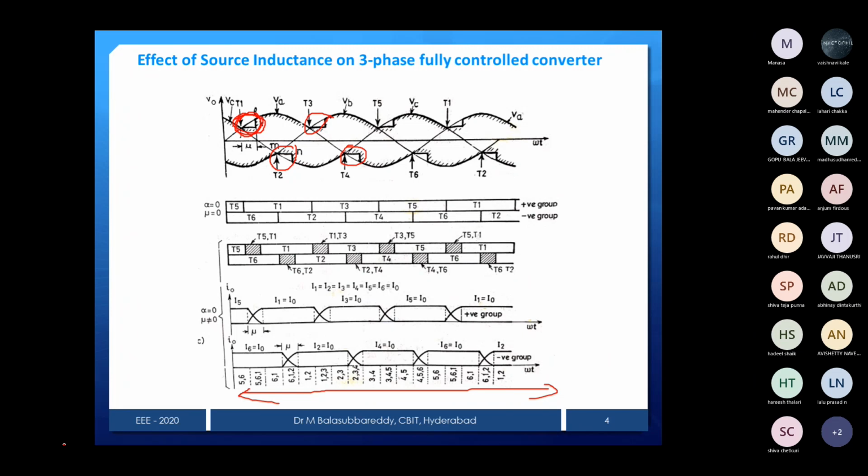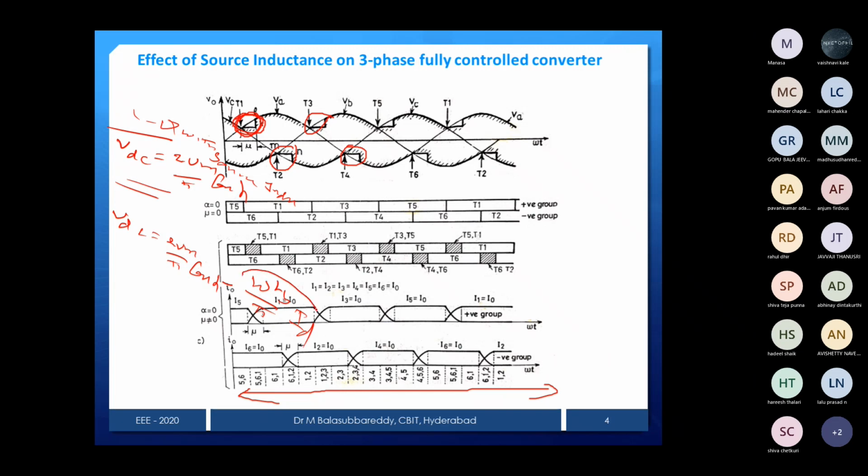That's why your output is going to be reduced. In a single phase, you can see that the average output voltage VDC, normal without overlap, is 2 Vm by pi into cos alpha. This is for single phase without overlap, or without source inductance. Now, in the case of overlap, with source effect, your output VDC is equal to 2 Vm by pi into cos alpha minus omega Ls by pi into Id. This is the case of source effect.